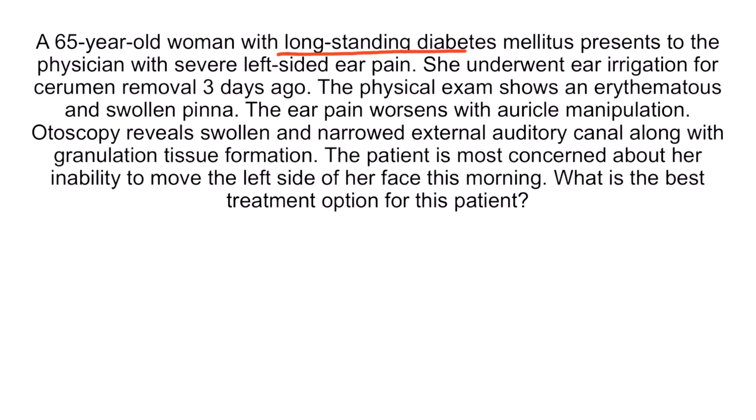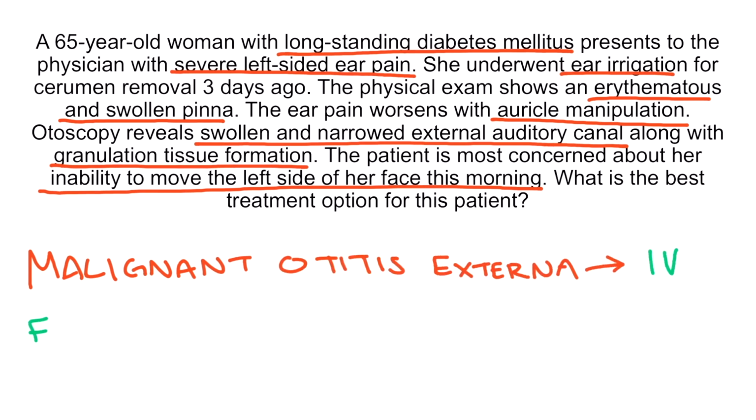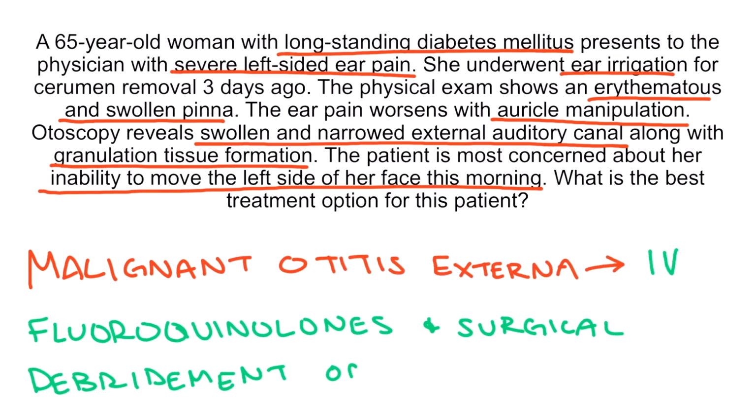This patient with long-standing diabetes mellitus presents to the physician with severe left-sided ear pain. Physical exam shows an erythematous and swollen pinna. The ear pain worsens with auricle manipulation. Otoscopy reveals swollen and narrowed external auditory canal along with the granulation tissue formation. All these findings are consistent with the diagnosis of malignant otitis externa. Malignant otitis externa is further suggested by the recent history of ear irrigation and the presence of Bell palsy, evidenced by the inability to move the left-sided facial muscles. The best treatment option for malignant otitis externa is IV fluoroquinolones, along with surgical debridement of the ear canal.